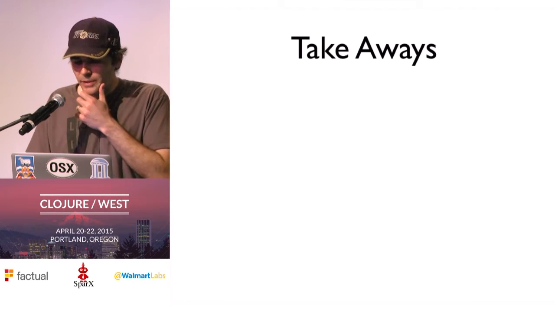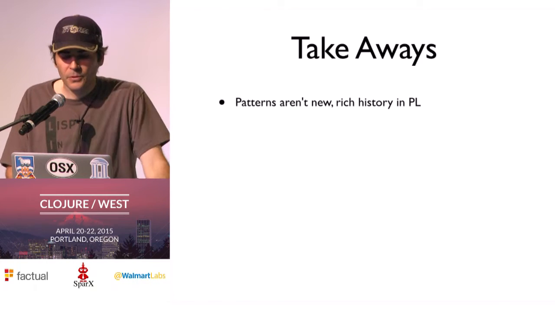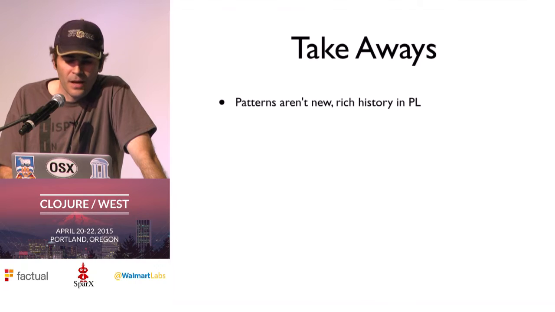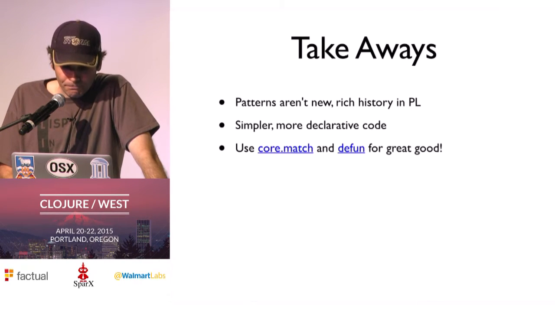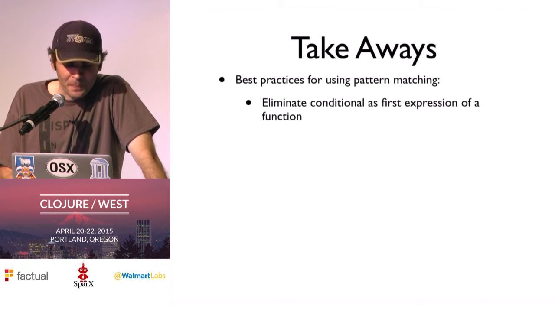So let's just restate some of those takeaways. Patterns that I'm suggesting you use, they're not new, they're not scary, they've got a rich history within programming language design. They can lead to simpler and much more declarative code. Please do use CoreMatch and defun. We've been given these superpowers. I hope we all start using them.